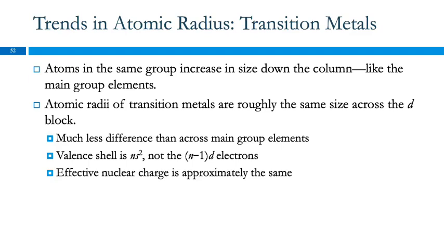It's ns2. Whatever the period number is, s. It's not the d. And so when we're adding electrons in there, we are adding core electrons, not valence electrons, and so the effective nuclear charge is approximately the same for all of them.